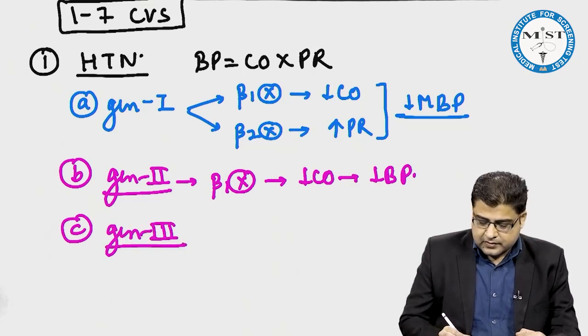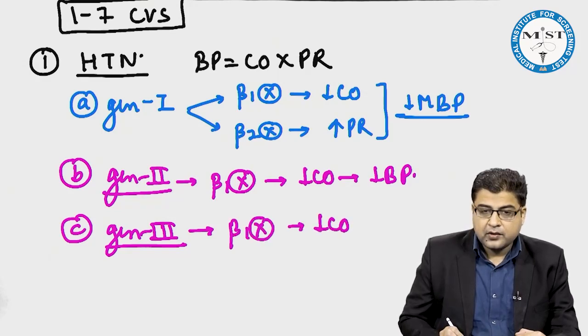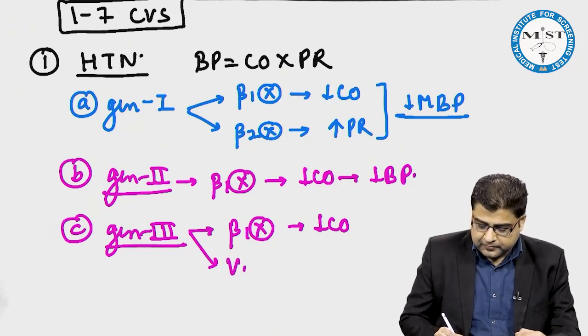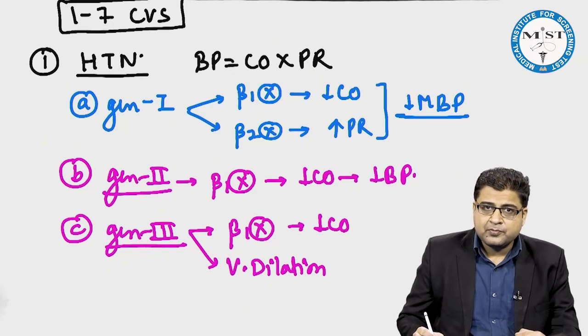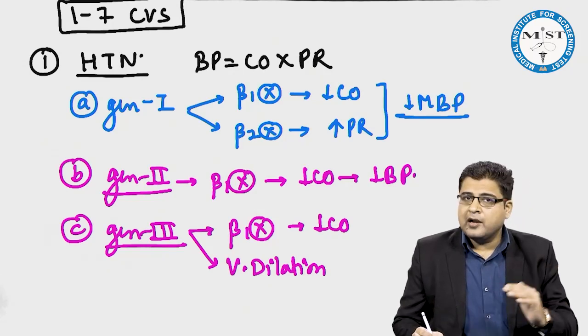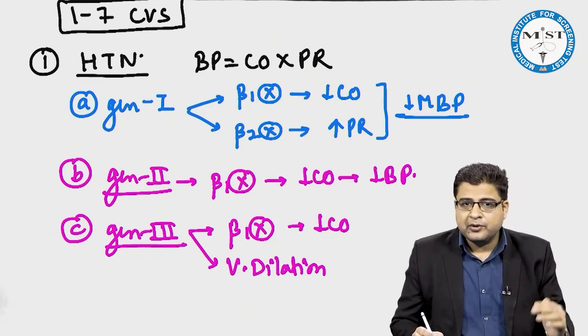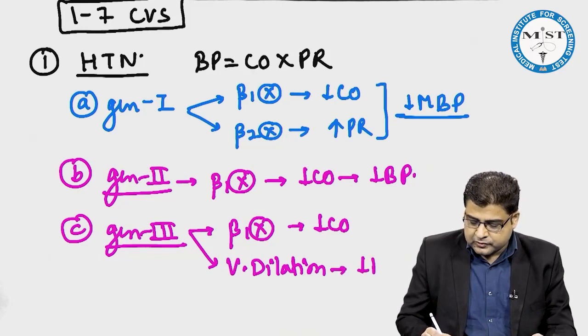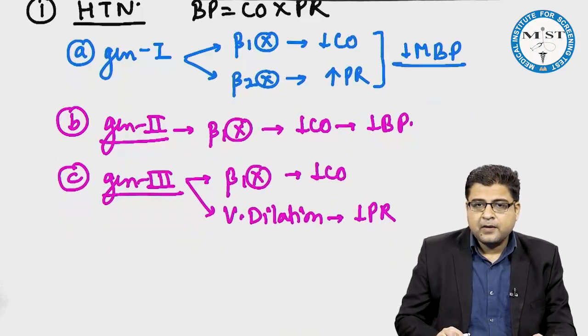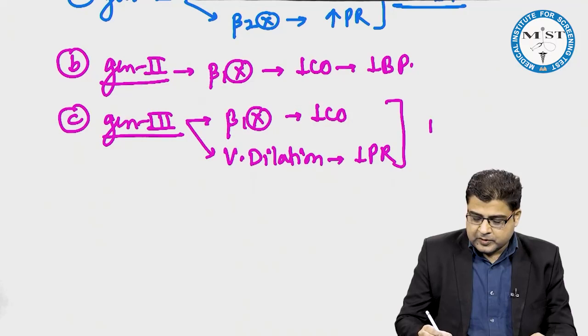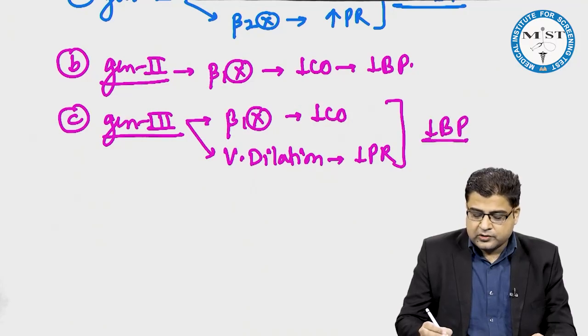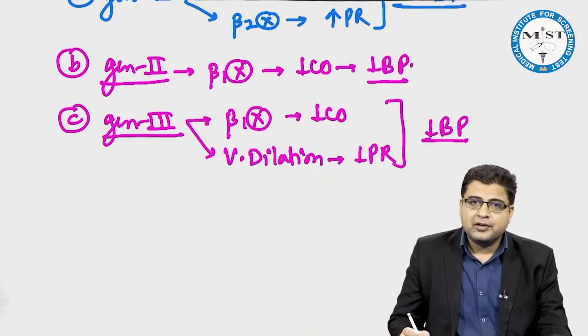Generation 3 medicines, by blocking beta 1 receptor, reduce cardiac output. Plus, these medicines also have vasodilator property. And because of the vasodilation property, through any mechanism, alpha blocking, calcium blocking, nitric oxide donation, these medicines will also reduce peripheral resistance. Right? So both parameters of blood pressure are reduced. So these medicines are also given for high blood pressure treatment.